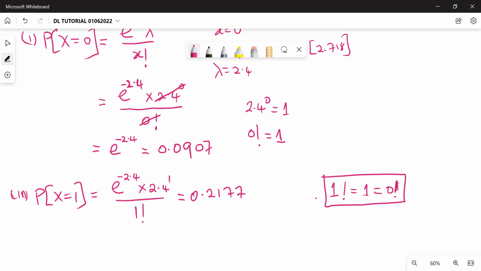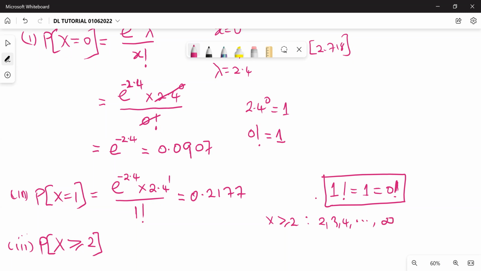Okay, then Roman 3, the probability that we observe 2 or more network errors. So we're talking about X being greater or equal to 2. When X is greater or equal to 2, it means that X takes the values 2, 3, 4, all the way to infinity.